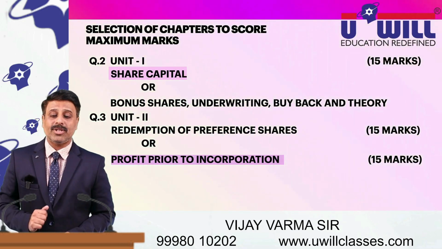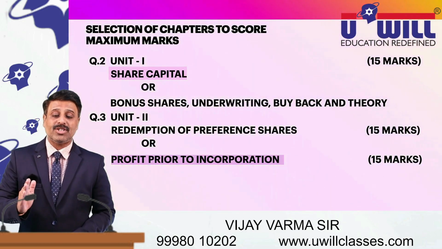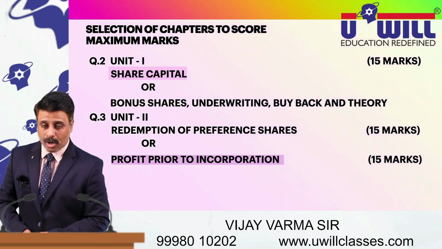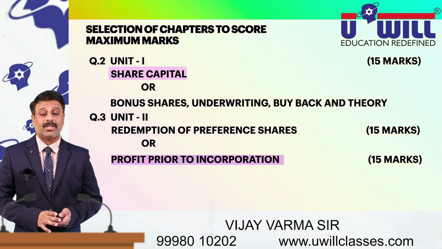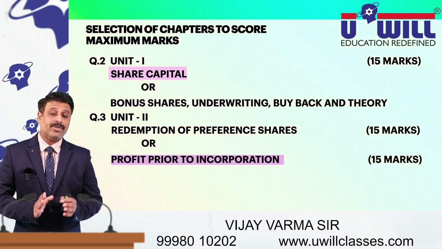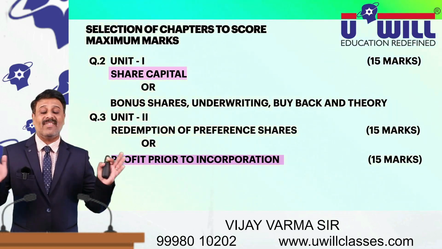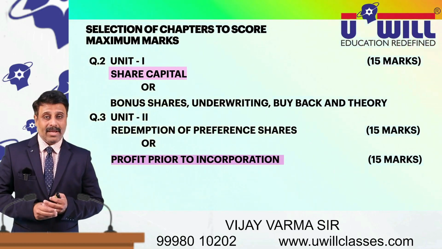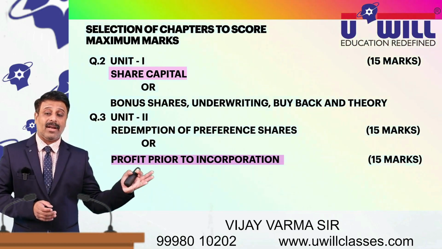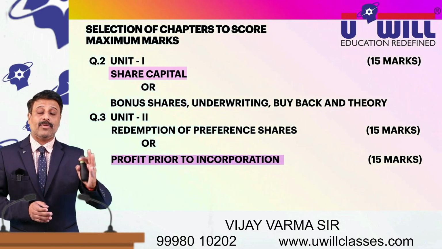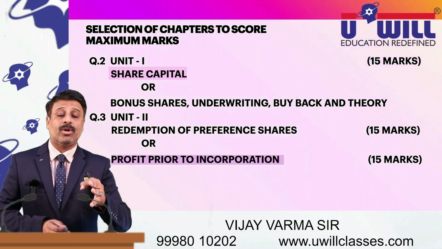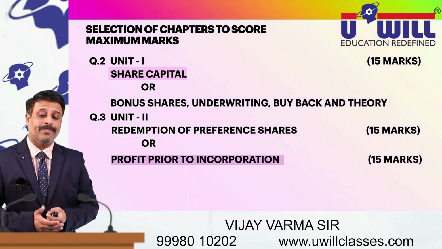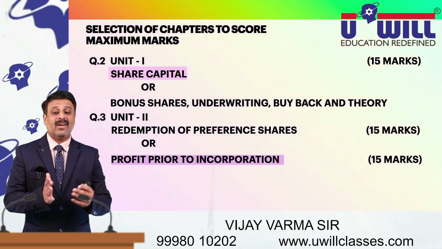Unit 2, you have two options: redemption of preference shares or profit prior to incorporation. I will advise you to go in for profit prior to incorporation, because see, redemption of preference shares has lots of variety. You can be asked a question: transfer to capital reserve, minimum number of equity shares to be issued, even Unit 1, forfeiture of shares, bonus shares, etc. can also be combined. It may become very complicated for you.